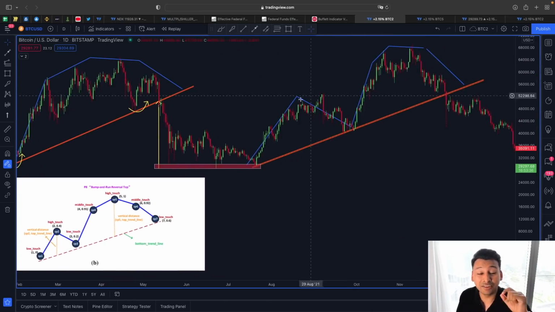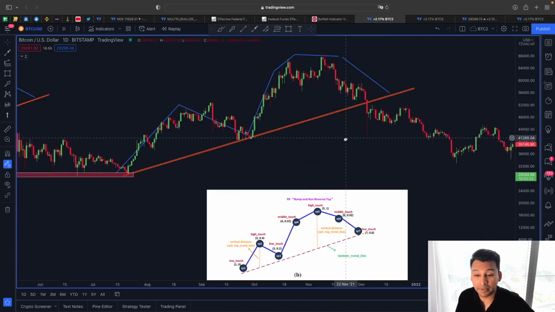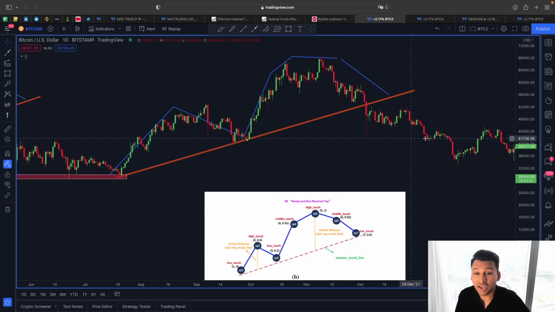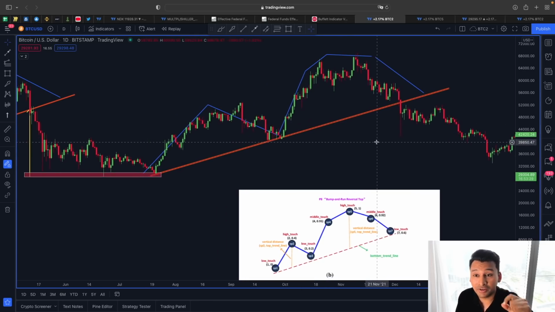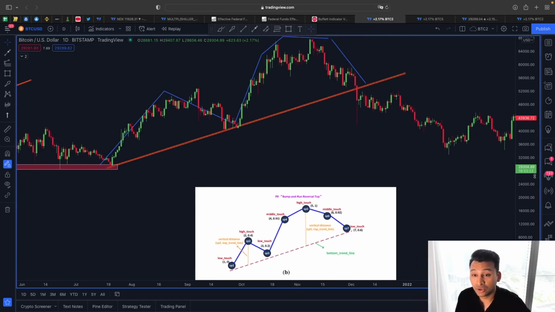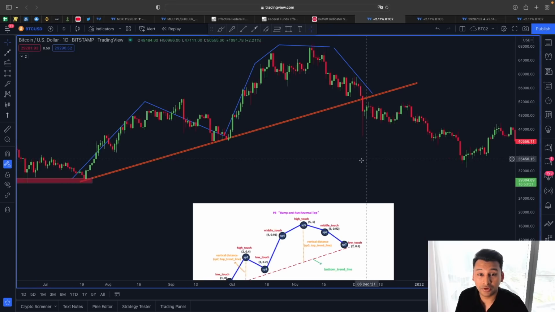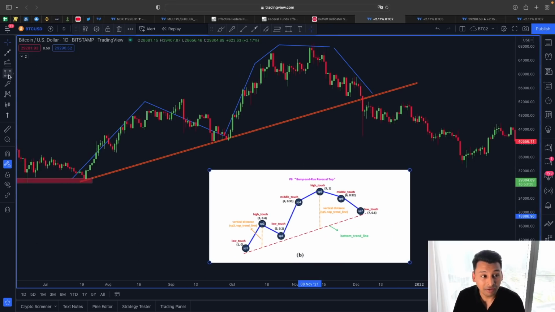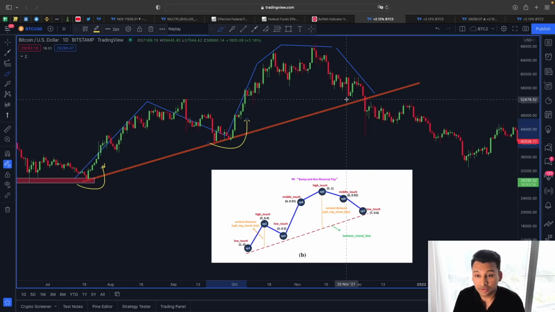And if you look at this new markup phase and also look at this bump and run reversal top, we are being flashed a very similar scenario. So if this is also going to be more of a bump and run reversal top, right, then according to this bump and run reversal top, we have already broken the support from this bottom trend line, or this rising trend line, and now we are clearly showing this weakness.